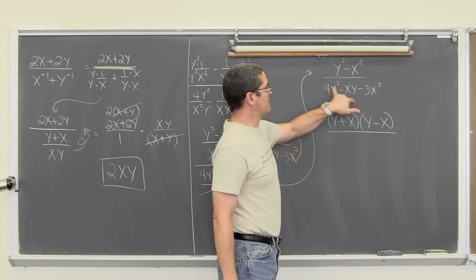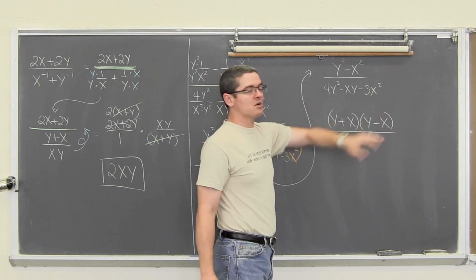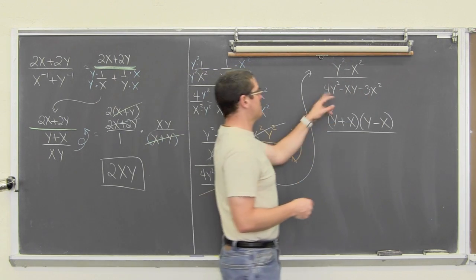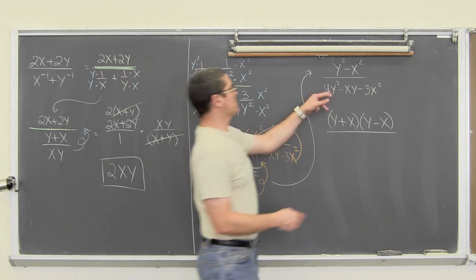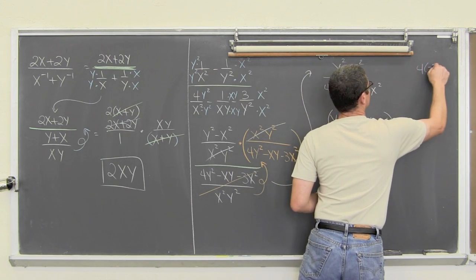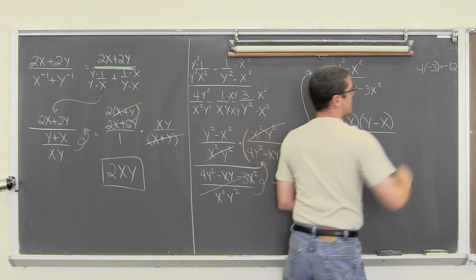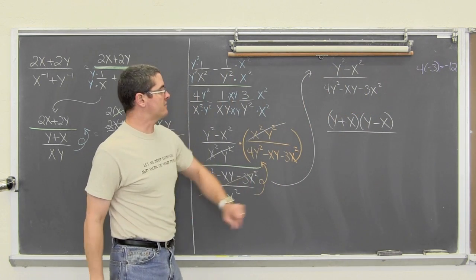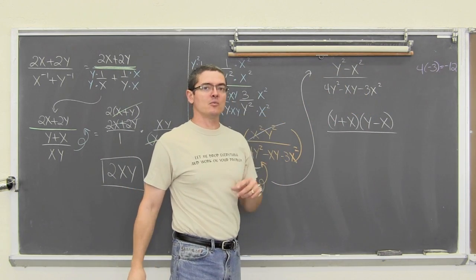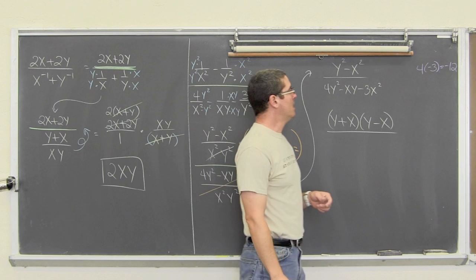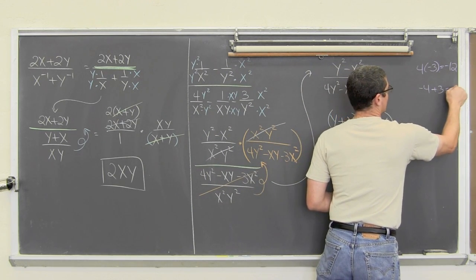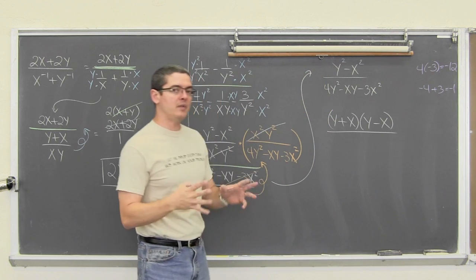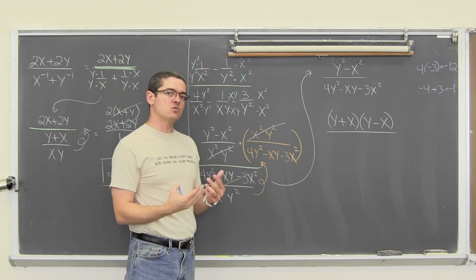But we're going to still take the first coefficient and the last coefficient and multiply them together. So that's going to be a little bit of scratch work down here of 4 times negative 3, which is negative 12, and I'm looking for factors of negative 12 that add up to the middle term, or the middle coefficient of negative 1. So I want negative 4 plus 3, which when I add those, I get negative 1, but yet they still multiply to be negative 12.